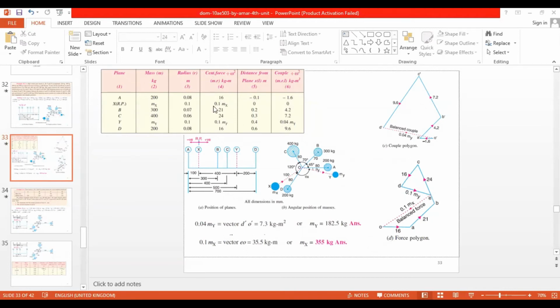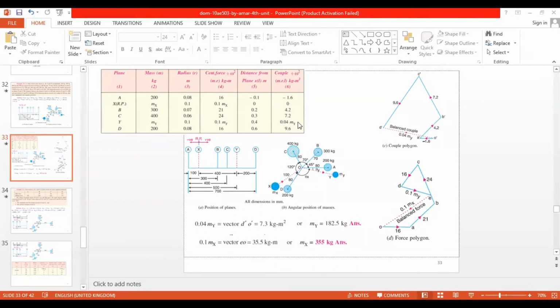In case I start with the force polygon first, I will have two unknowns, mx and my, so I can't finish the diagram. That's why we should start with the couple polygon, because there is only one unknown.